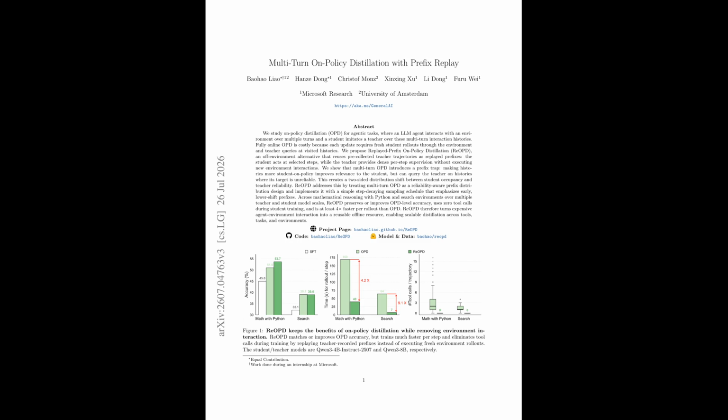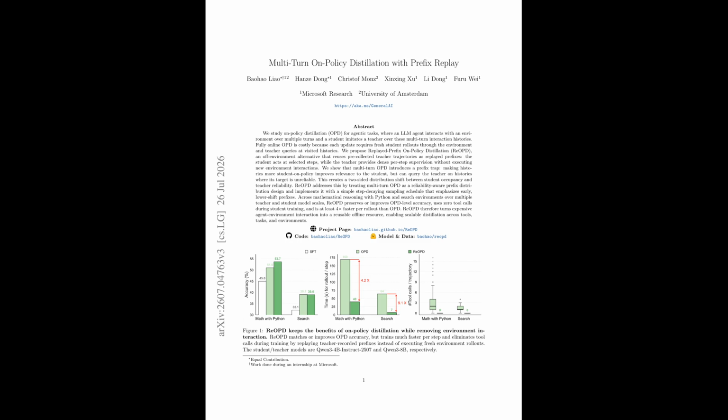Meanwhile, ReOPD runs at least 4 times faster per rollout, uses 0 tool calls during student training, and requires no GPU-hosted retrievers or Python process pools. A particularly striking ablation shows that if you replace the teacher's own prefixes with prefixes from a stronger model, performance gets worse, vividly demonstrating that what matters is reliability of the teacher on those prefixes, not raw prefix quality.